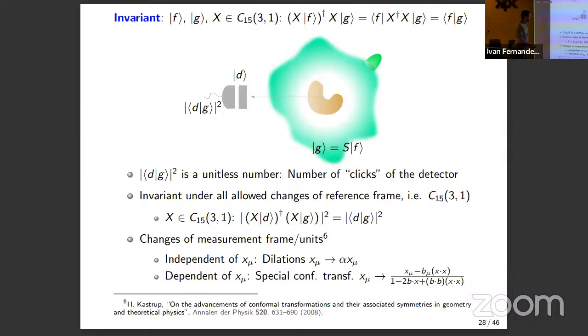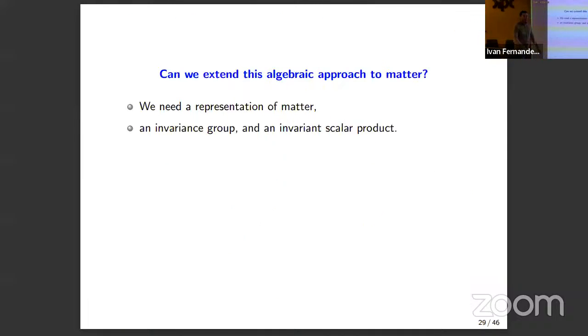I think, okay, I'm going to use the term measurement frame. I feel like it's a mix between units and reference frame. So, the measurement frame. Now we can ask the question that I wanted to ask from the beginning, which is: can we extend this algebraic approach to matter? So we need a representative of matter, an invariant group, and an invariant scalar product. So then we are in the same situation.